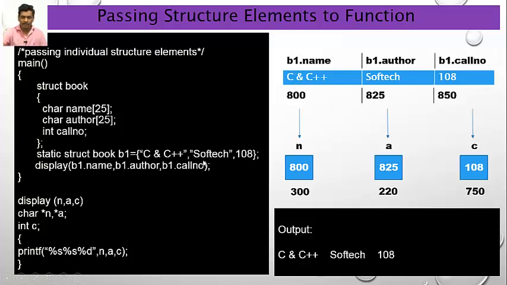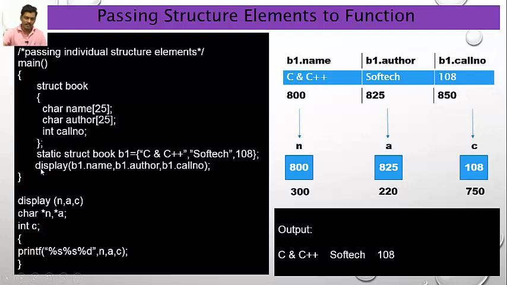So "c and c++" is associated with b1.name. Then for b1.author, the text is assigned to b1.author. Then 108 is assigned to b1.call number. Display is a function. We pass 3 arguments, and those arguments are elements of the structure: b1.name, b1.author, b1.call number. Already we stored 3 values in the 3 elements. b1.name is "c and c++", along with b1.author and b1.call number. We pass the 3 elements to the display function.